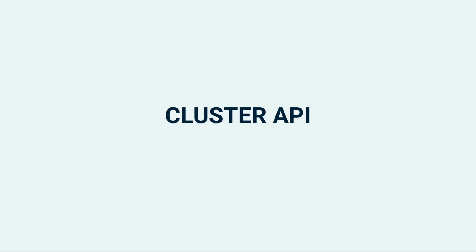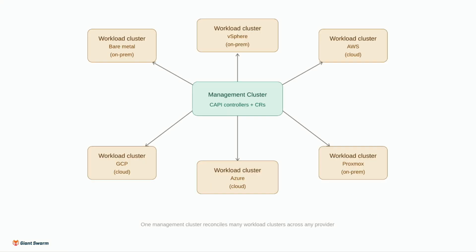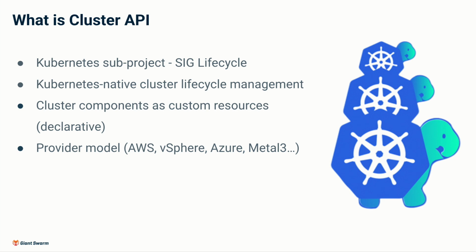And let's start with Cluster API then. Right. So as mentioned, we work at Giant Swarm, and Giant Swarm offers a managed Kubernetes product. And basically, we manage Kubernetes clusters using this thing called Cluster API. So in order for things to make sense, I'm just going to explain how it works first. So Cluster API is a Kubernetes subproject. It's from the SIG Lifecycle, and it's basically the Kubernetes native way of managing Kubernetes clusters.